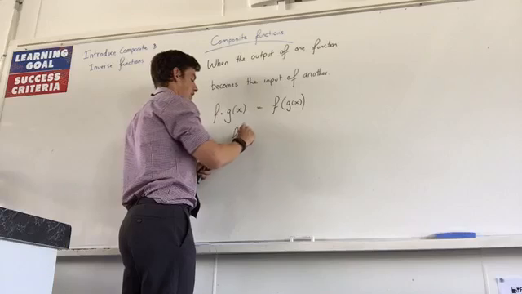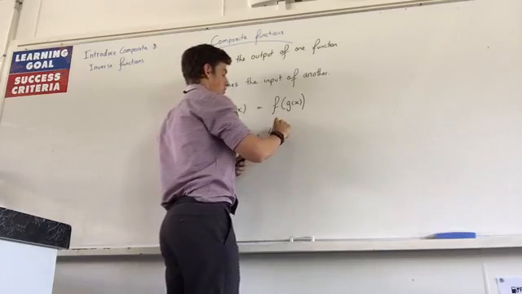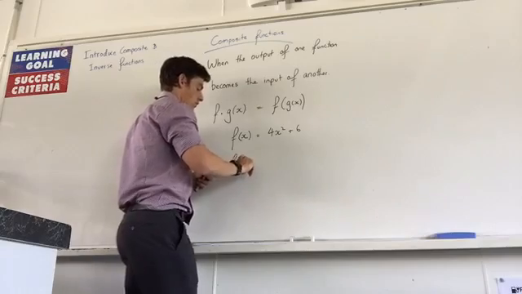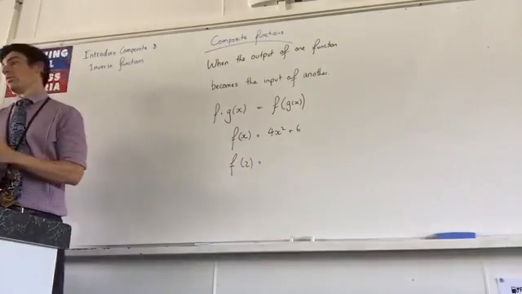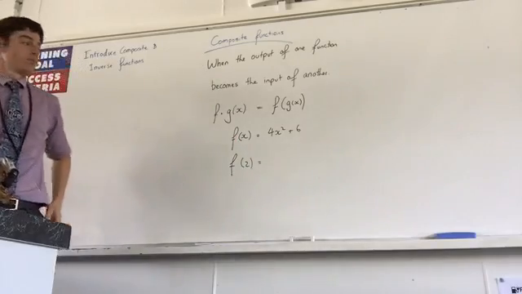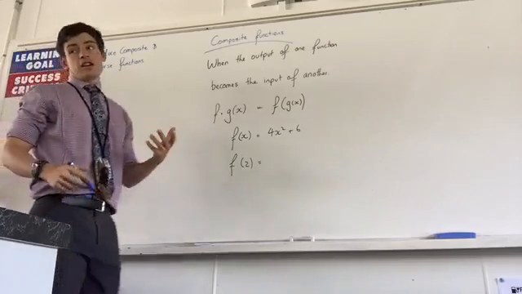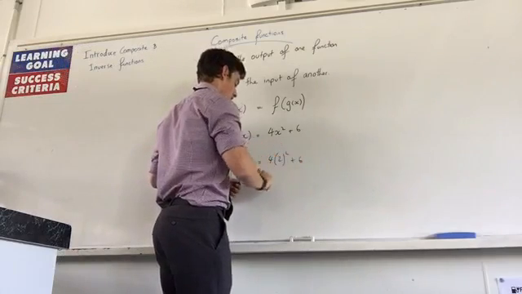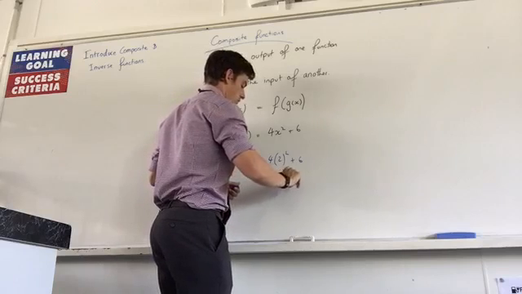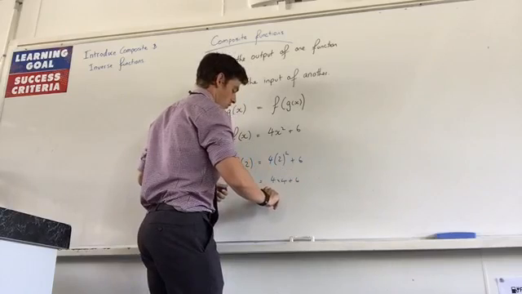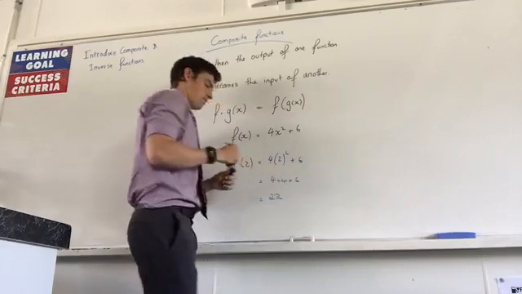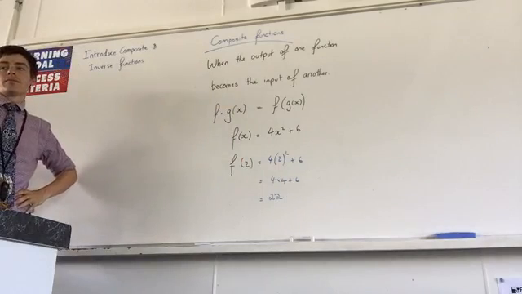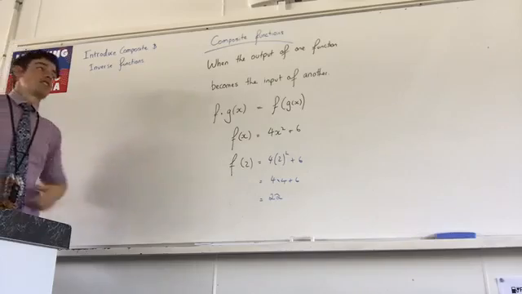So say we have f of x equals 4x squared plus 6. F of 2 equals, how would we write that line? So wherever you see x, you replace that with 2, correct? So you would write 4 times 2 squared plus 6, which equals 4 times 4 plus 6, which equals 16 plus 6, 22. So we're pretty familiar with that. We've seen that sort of notation before.